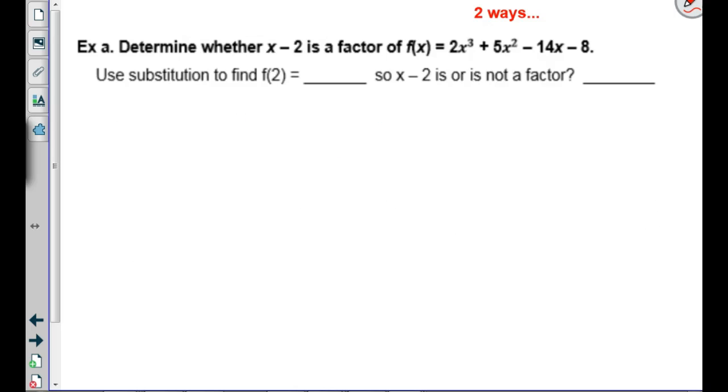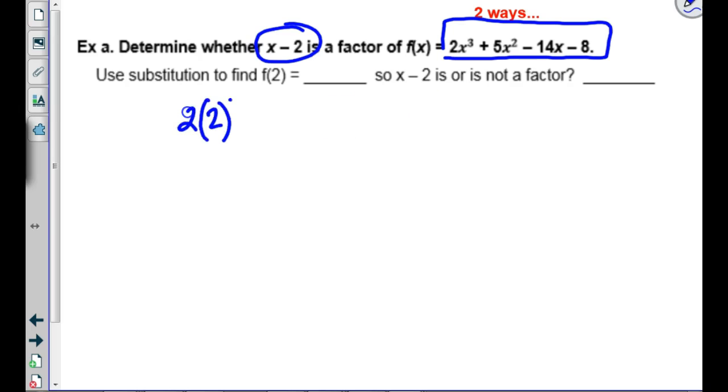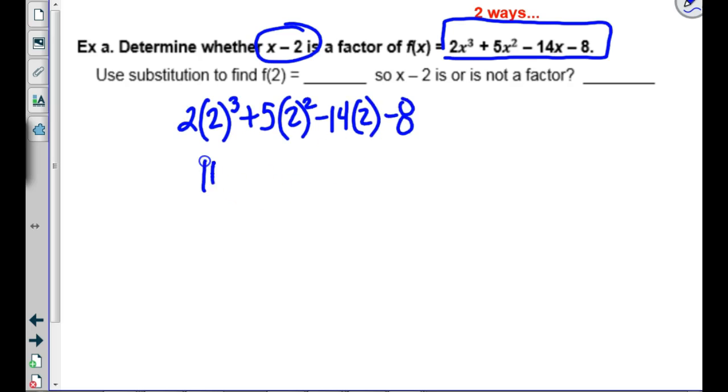You have this. Okay, enough sleeping. Everybody awake? Okay, it says determine whether x minus 2 is a factor of this polynomial. We can substitute it in. So somebody type 2 times 2 to the third plus 5 times 2 squared minus 14 times 2 minus 8, and see what we get. I'll try it. Yeah, I think that's coming out 0.